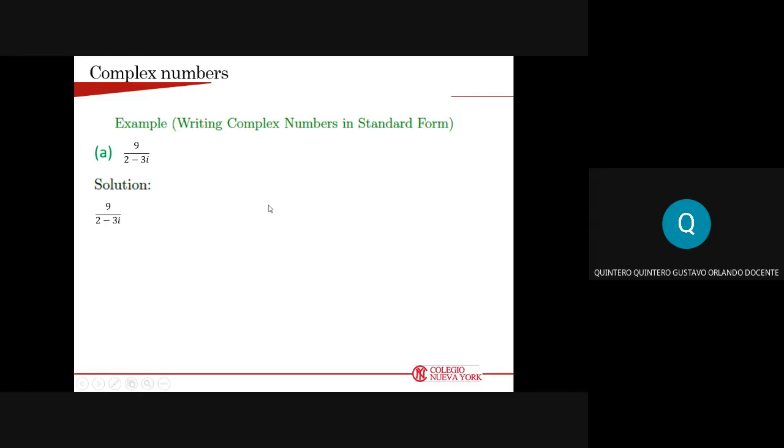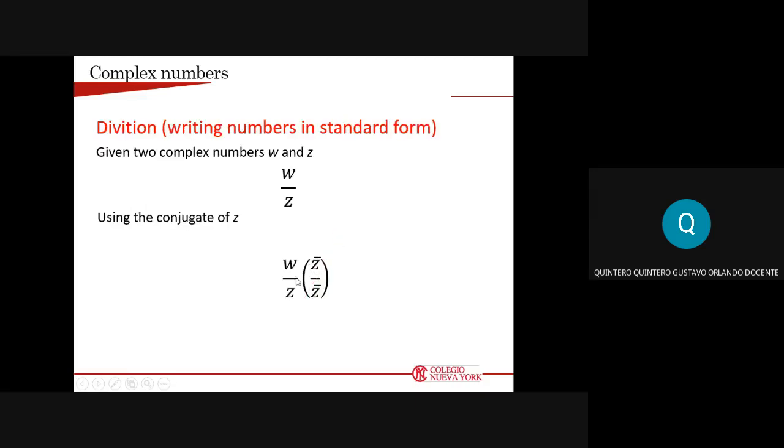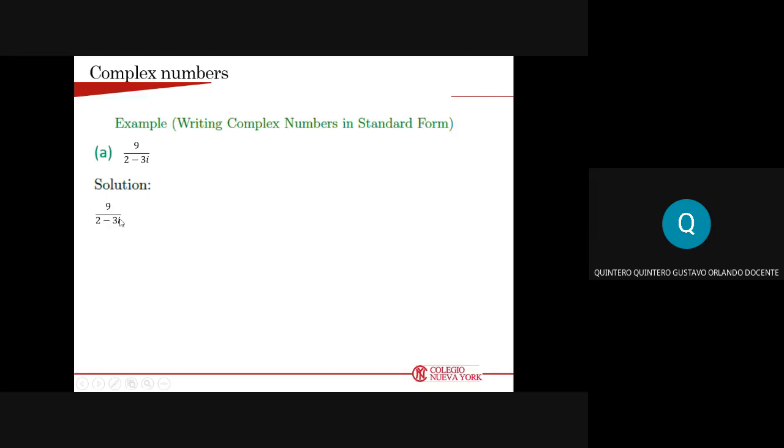The solution. We're going to multiply up and down by the conjugate of the denominator. Look, the denominator was 2 minus 3i, so the conjugate is 2 plus 3i, and we multiply up and down by the conjugate. This is exactly what we said before. Multiply up and down by the conjugate of the denominator. From here, all we have to do is do algebra. We know how to do these multiplications, right?